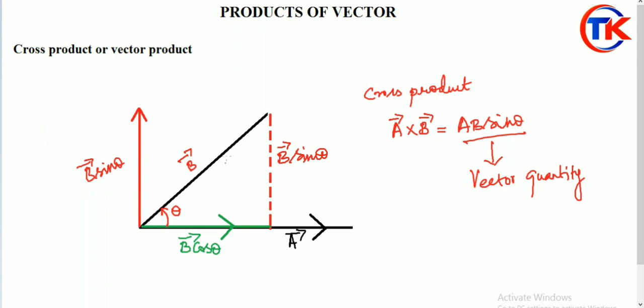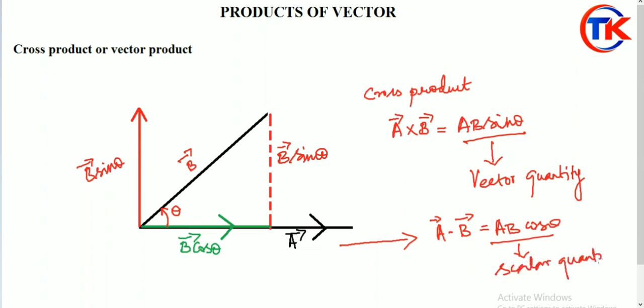Already we discussed the condition like this in scalar product. Here B is a vector, and we resolved the B vector into two components. One is B sin theta, because it is on the opposite side, right? Here the green color vector is B cos theta. Listen carefully. If you want to get the resultant in the same direction, what do we have to do? We have to do the dot product, that is A dot B is equal to AB cos theta. This AB cos theta is a scalar product, a scalar quantity.